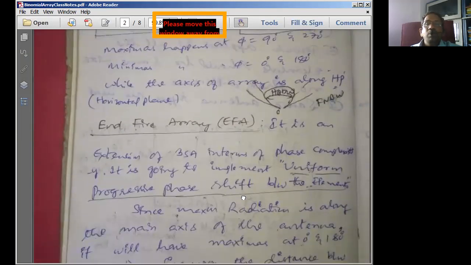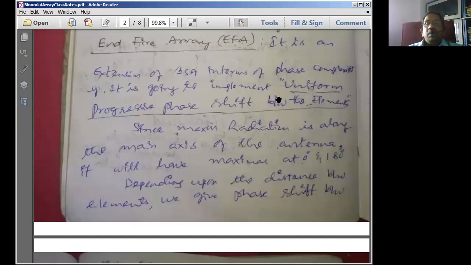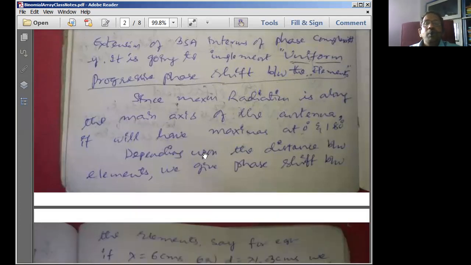Okay, so let us move on to the next one. If in the exam you are asked to draw the radiation pattern and explain the end fire array, then you have to simply go with the end fire array. So what is an end fire array? It is going to be an extension of broadside array type of antennas in terms of the phase complexities. So here we have to extend the broadside array in terms of the phase complexity. It is going to implement the uniform progressive phase shift between the elements. The phase shift that we apply between the elements of the antenna is going to be a uniform phase shift, that means uniformly it should be increasing.